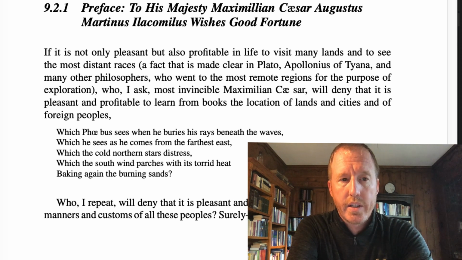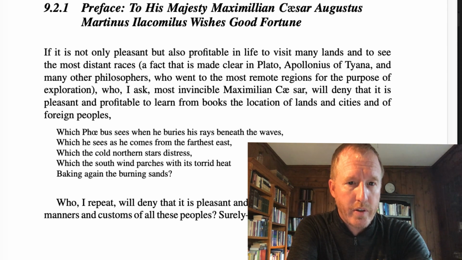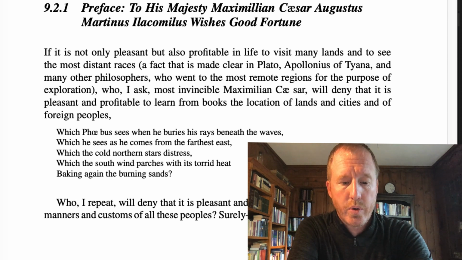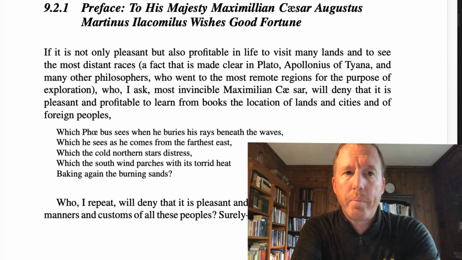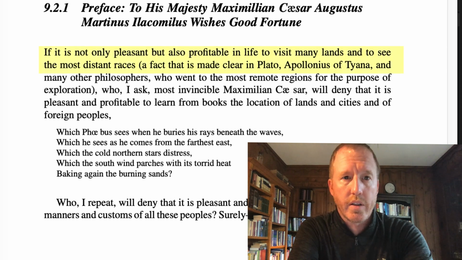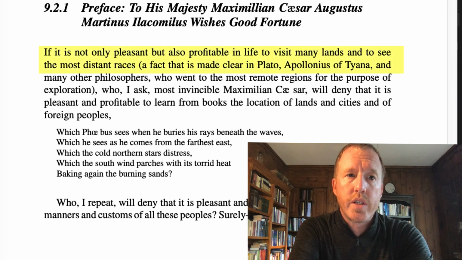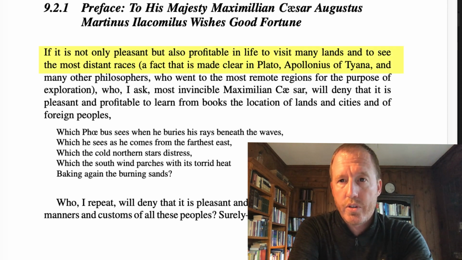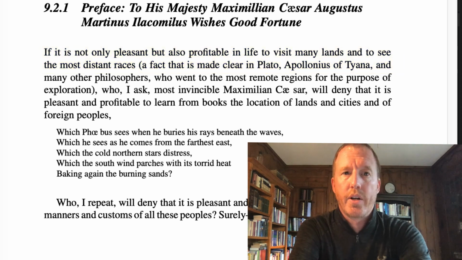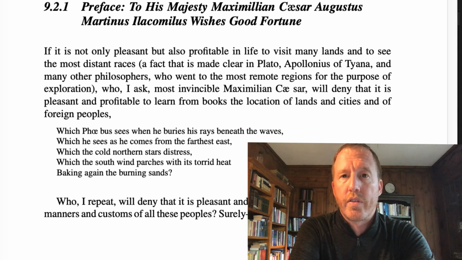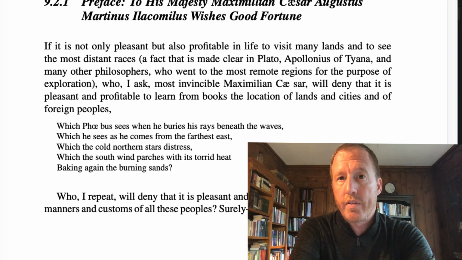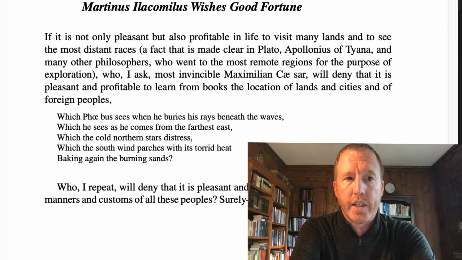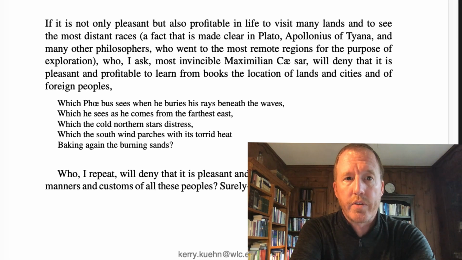So in this chapter, if you look at the preface, which is on the bottom of page 102, he says that it is not only pleasant but also profitable in life to visit many lands and to see the most distant races. So he talks about the benefit of traveling, and he mentions that Plato, the ancient Greek philosopher, and also Apollonius and other philosophers did a lot of traveling and learned much from it. And he has a quote from Boethius, another famous classical author.